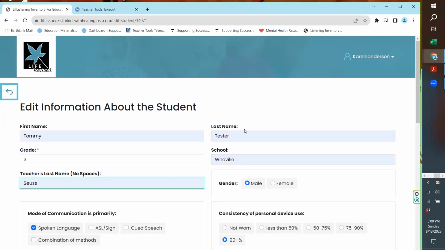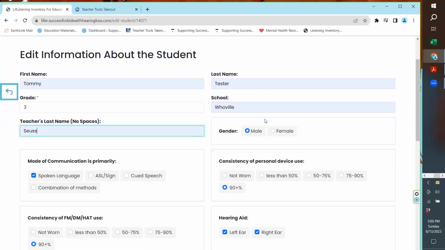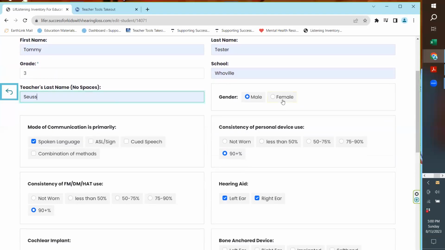If you're entering a new student and you've never seen this form before, you're going to also add gender, mode of communication, because if we have students who are, let's say, simultaneous communication, total communication users, that's going to make a difference. If they're spoken language, if they use ASL or sign, we still wonder if, gosh, can they still hear and can they still understand what the teacher is saying?